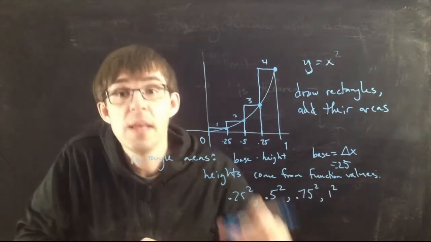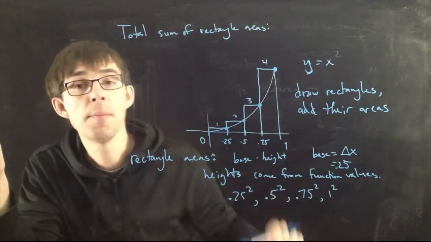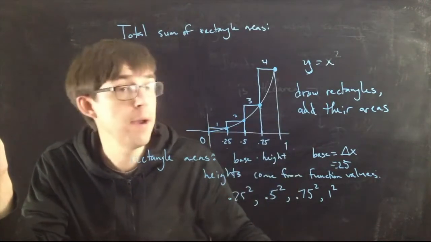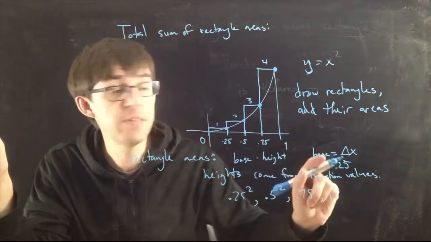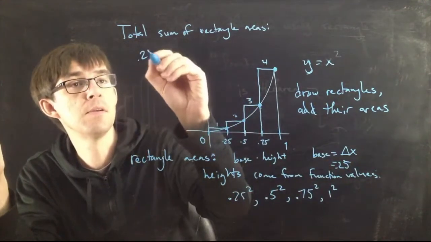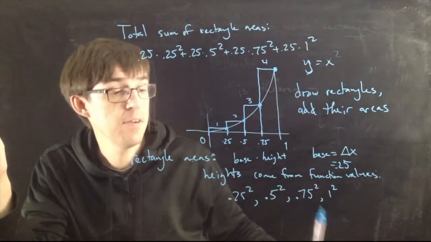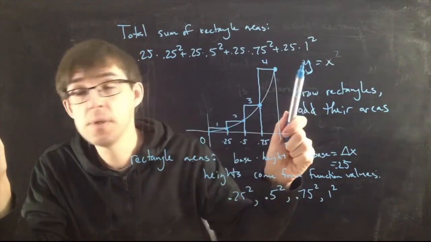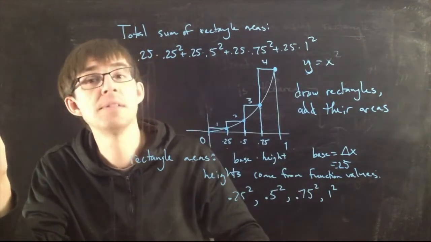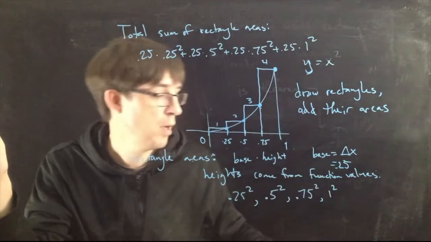All right, so if we want to add them up, what does it look like? I'm going to write 4 things added together because I want to add together these 4 areas. Each one will look like the base, which is 0.25, times the height, which is one of these. It looks like this. I added together each of the 4, and each time what you see is the base width, which is 0.25, times the height, which is given by the values of this function on the curve.